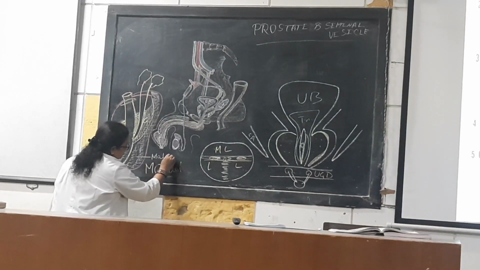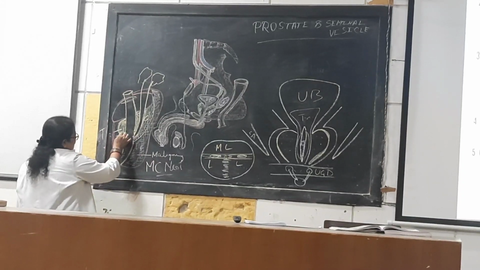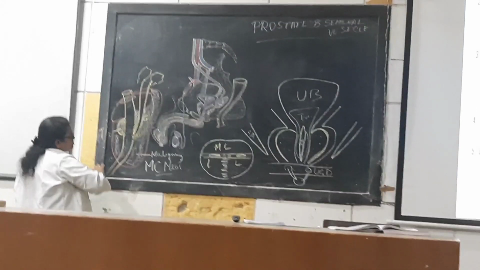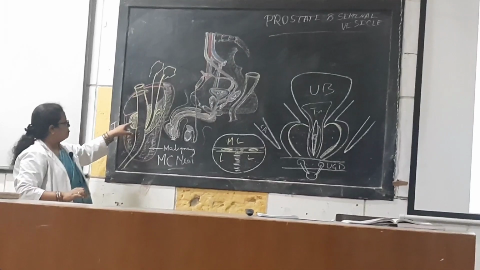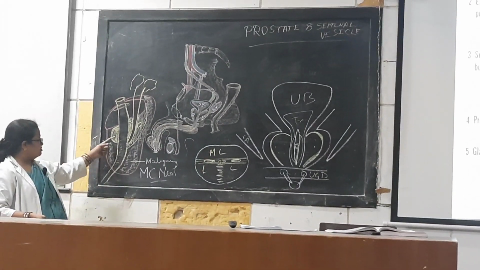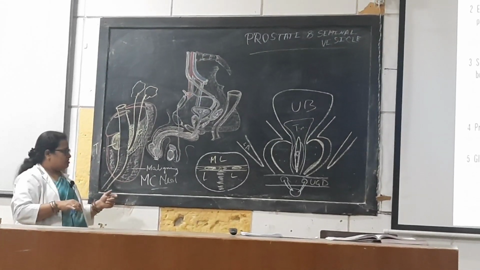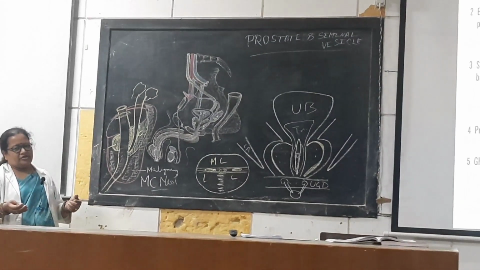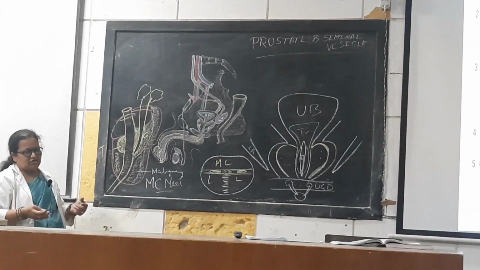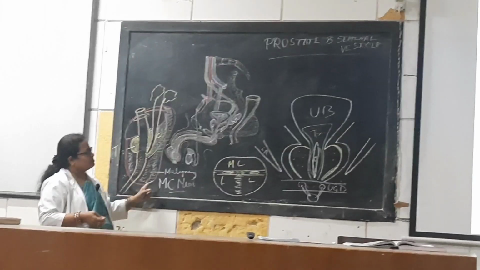The peripheral zone is more prone to malignancy, and the transitional zone is prone to benign hypertrophy of the prostate. Usually these two conditions occur after 40 years, between 40 and 50 years. The patient will complain of urgency and dribbling of urine. How do we examine the prostate?